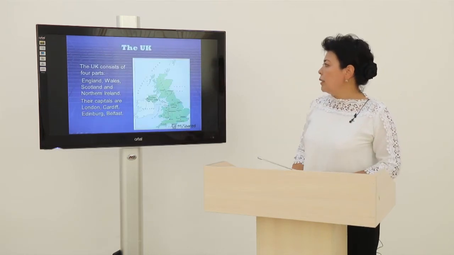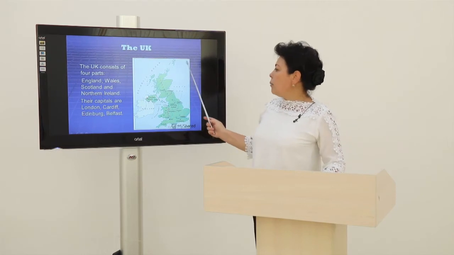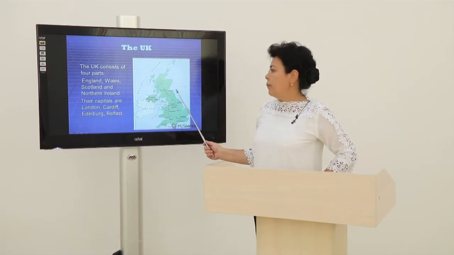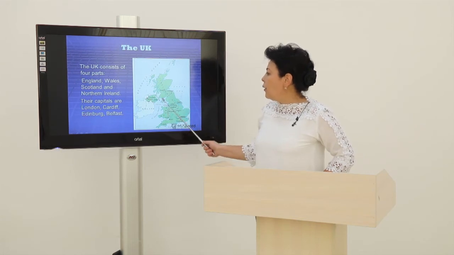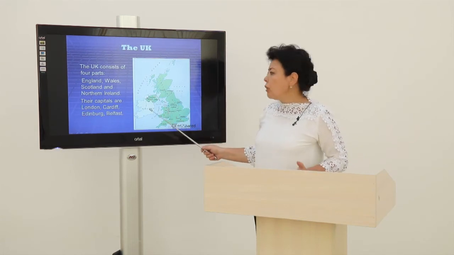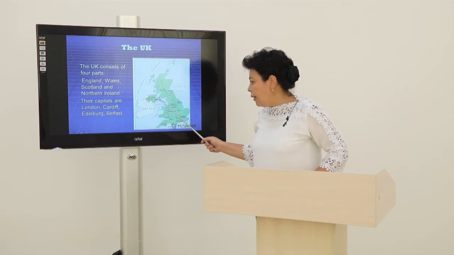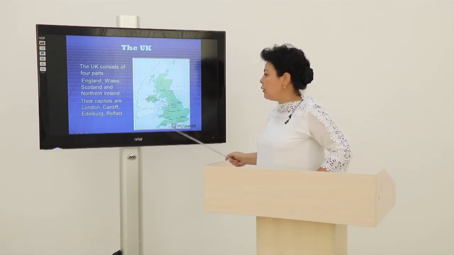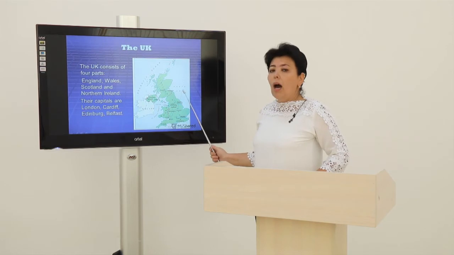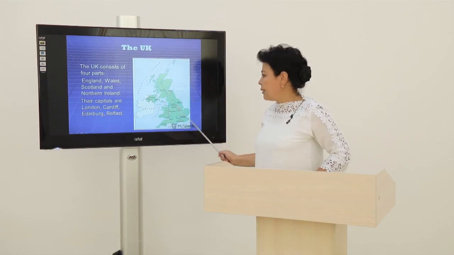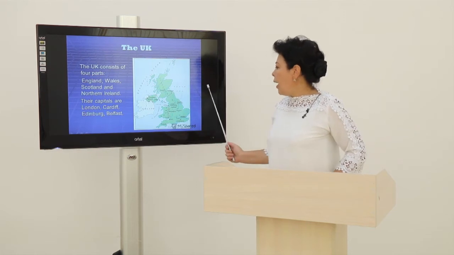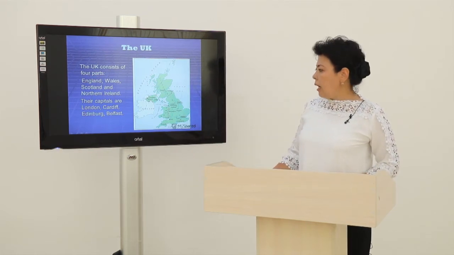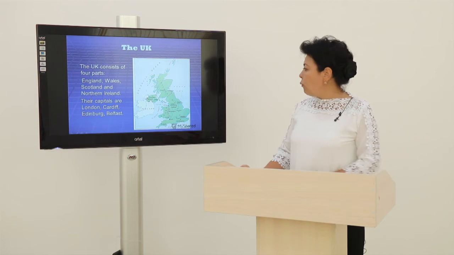So now, students, the United Kingdom consists of four parts: Scotland, England, Wales and Northern Ireland. When we include this part of the island, we can also say United Kingdom of Great Britain; otherwise, it's called the United Kingdom. The capitals are London, Cardiff, Edinburgh and Belfast. These are the capitals of each of the four countries.